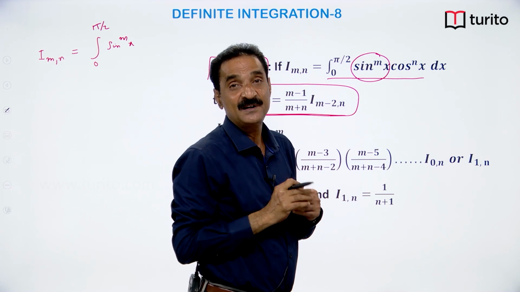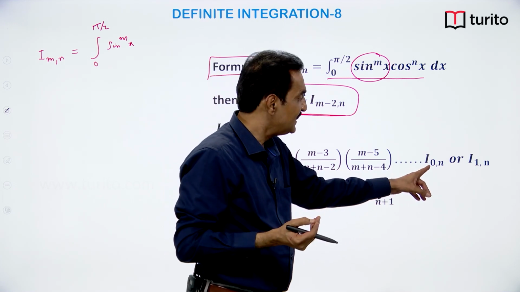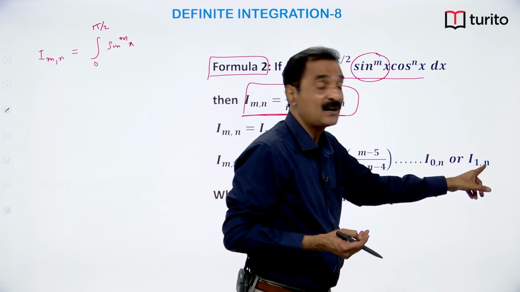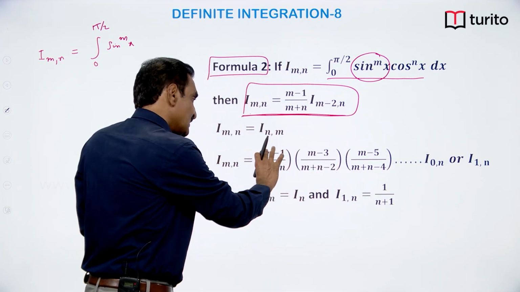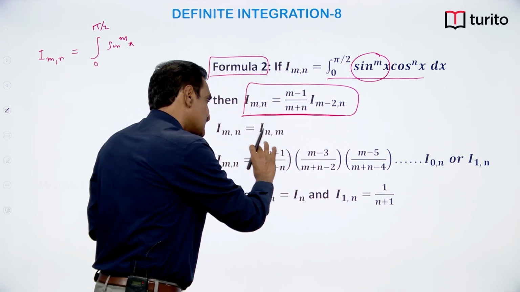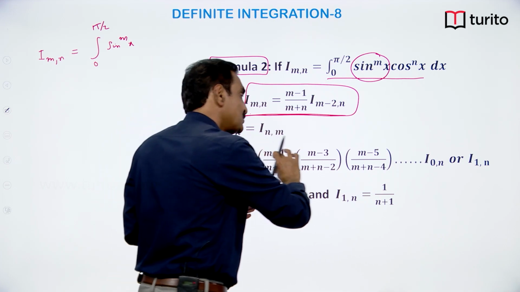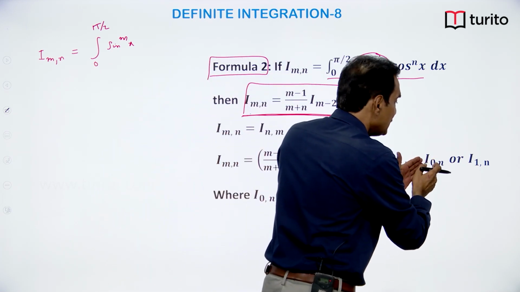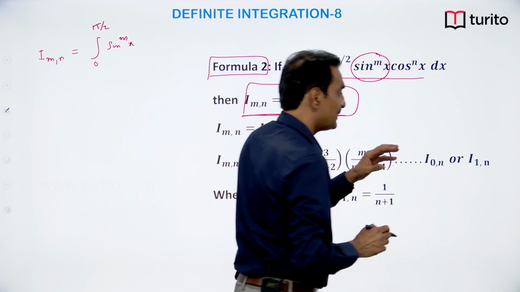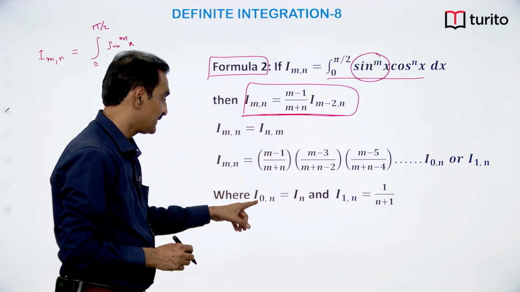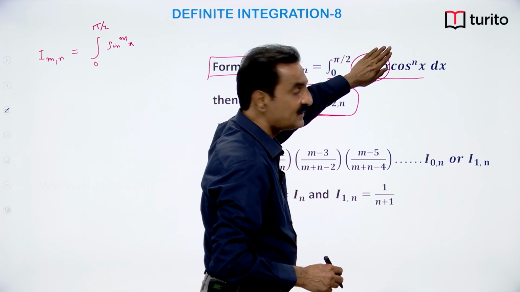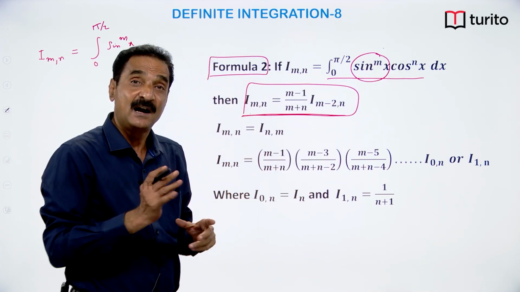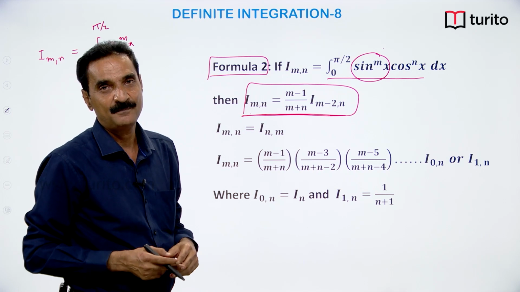If m is reduced completely, then if m is even, finally you will get I 0 comma n. If m is odd, you will get I 1 comma n. So what we do is write m minus 1 by m plus n, subtract 2 from the numerator and 2 from the denominator, and continue it as long as possible. Then finally you should get I 0 comma n or I 1 comma n. If you get I 0 comma n, that is m is 0, then sine power 0 is 1, so it is the previous reduction formula. So we can write it as I n and use that previous reduction formula.